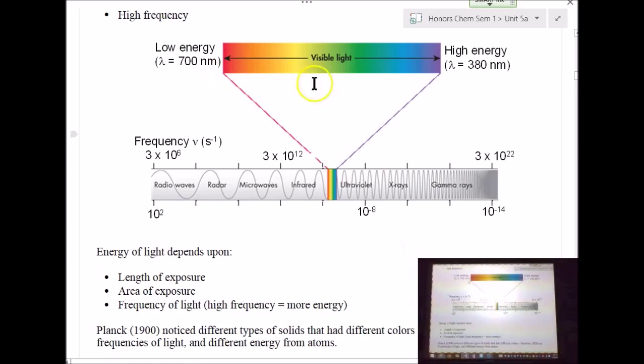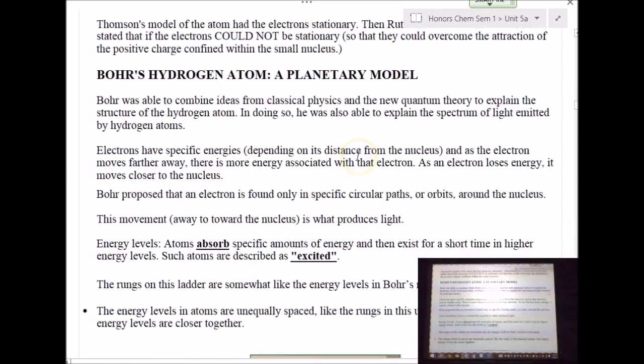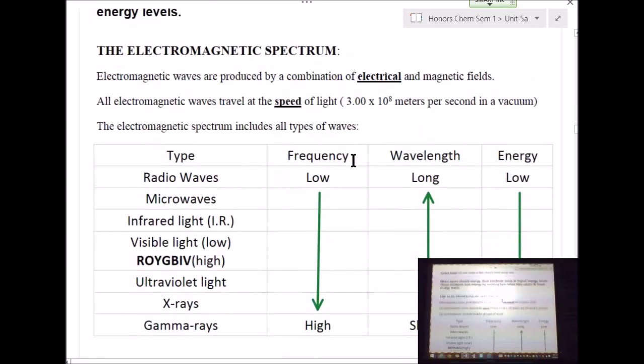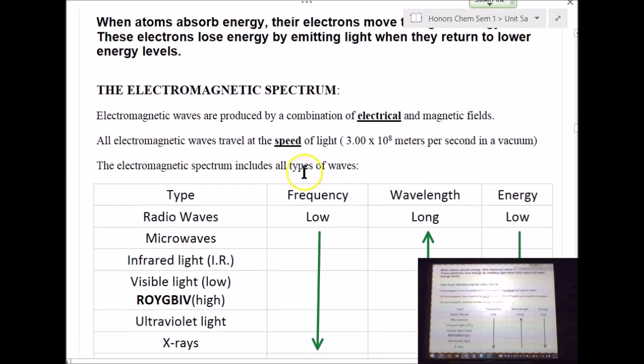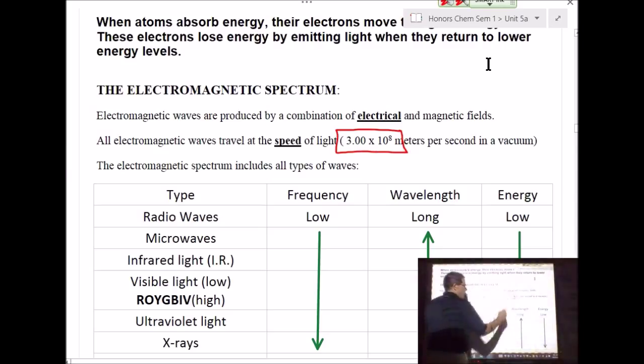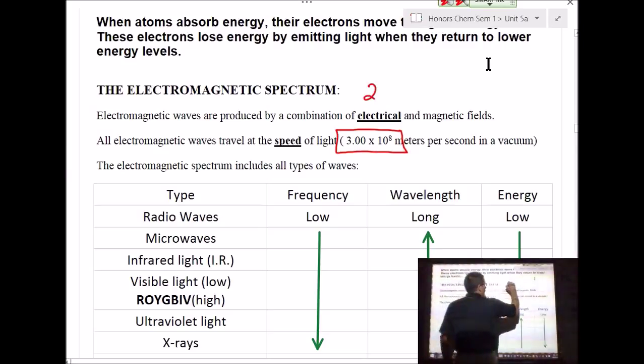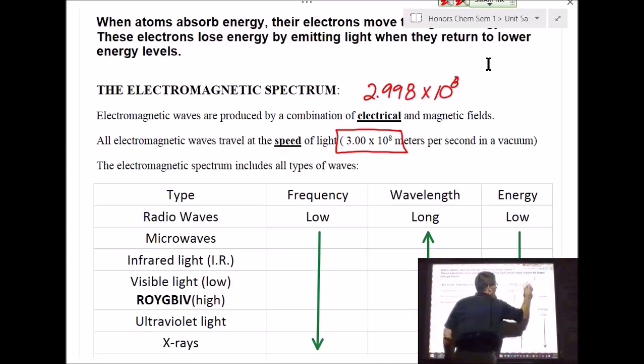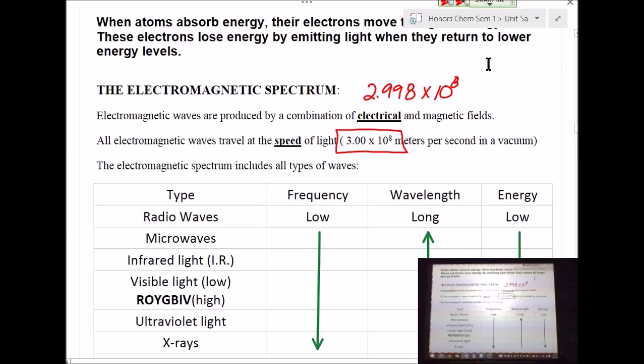Okay, but so there is the electromagnetic spectrum, and I think I have another one here. The electromagnetic spectrum, waves are produced by a combination of electrical and magnetic fields. All the electromagnetic waves travel at the same speed, which is the speed of light. And we're going to use this value here, 3.0 times 10 to the 8 meters per second. But I think lately they've been coming out with a more precise value, but in my book, that's still 3.0 times 10 to the 8, so we're going to keep it simple.